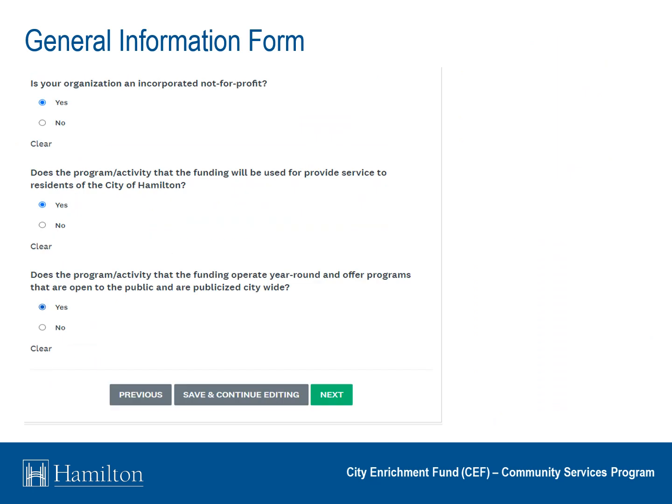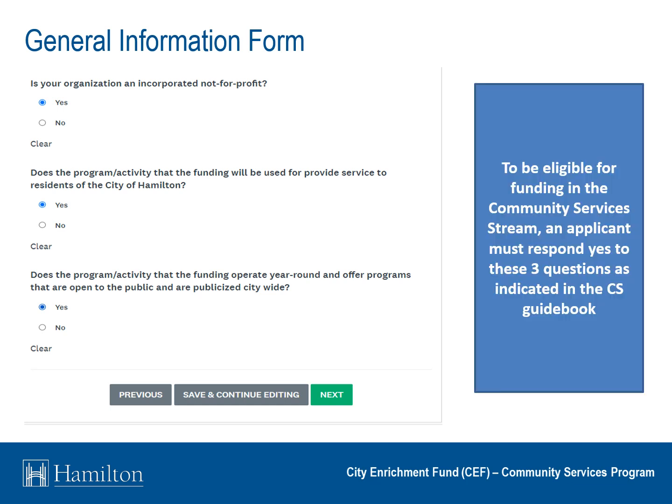To be eligible to receive funding through the Community Services stream of the City Enrichment Fund, there are 3 criteria that need to be met. Your organization must be incorporated as a not-for-profit in the province of Ontario. Your activity or program must serve the residents of the City of Hamilton. And thirdly, the program or activity must be funded to be operating year-round.